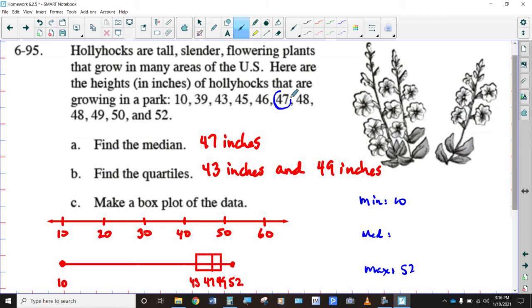This should be the middle number right there. 1, 2, 3, 4, 5. Yes, 5 above, 5 below. That means that the median is 47.